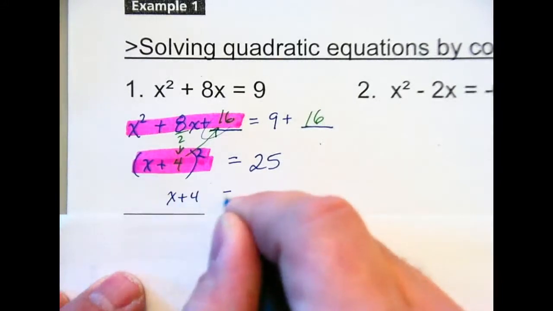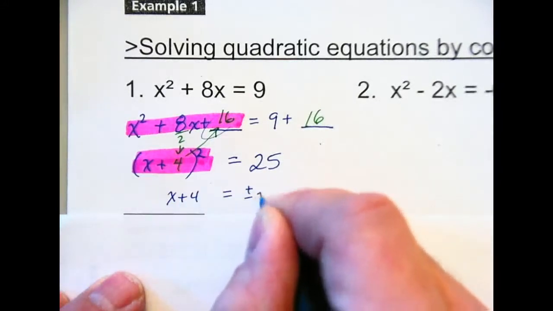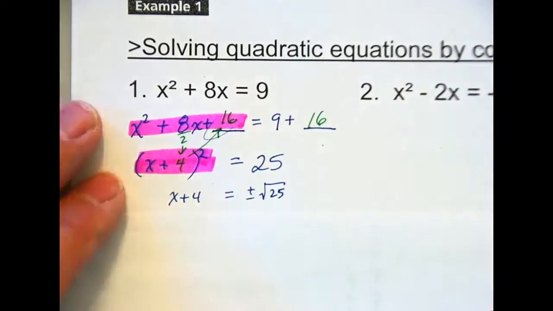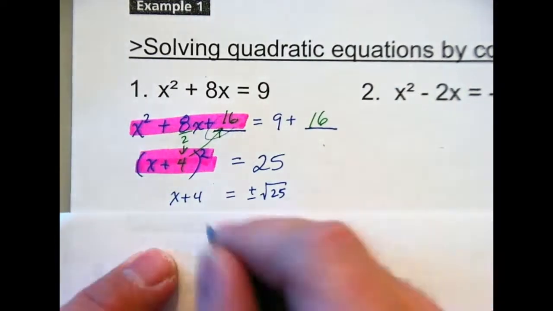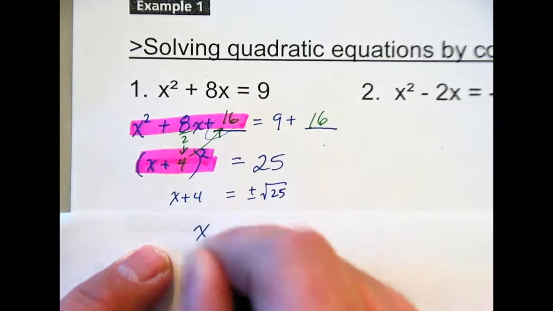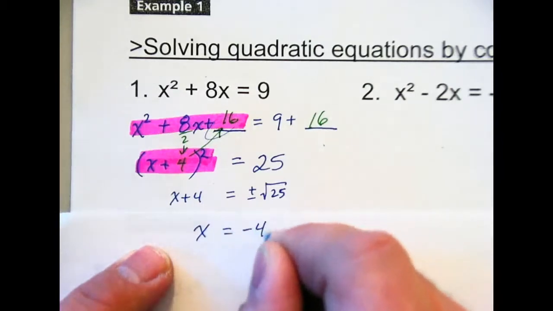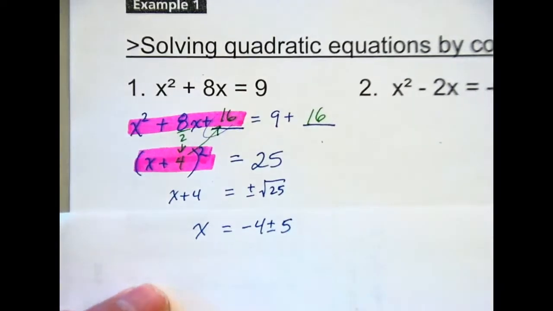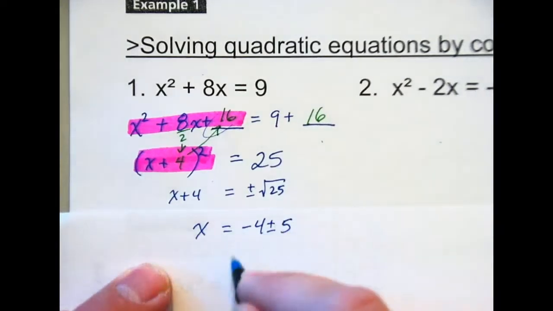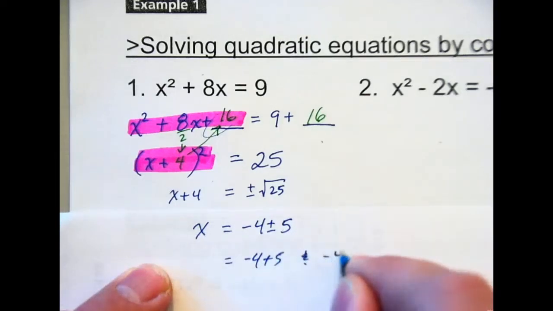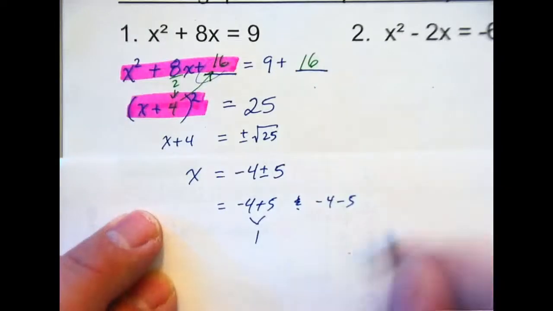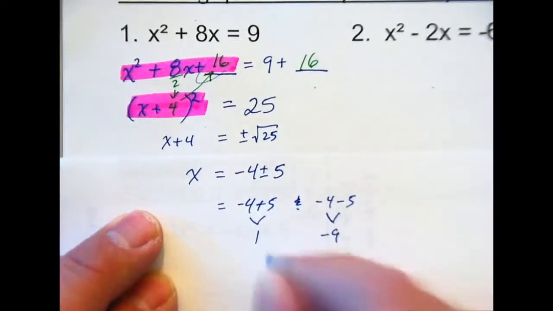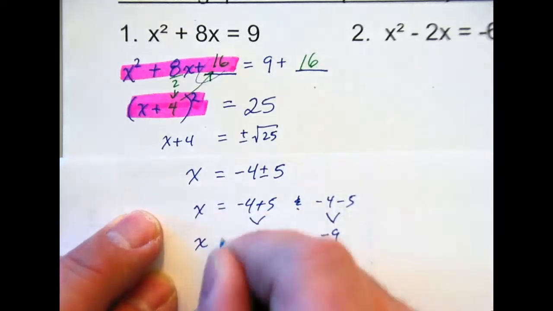Okay, first step is take the root, right? x plus 4 equals plus or minus 5. Okay, and then from there, subtract 4. Negative 4 plus or minus root 25, which is 5. So those are my two answers. You've got to simplify it though. Negative 4 plus 5, and negative 4 minus 5. Negative 4 plus 5 is 1. And negative 4 minus 5 is negative 9. That is what x equals.